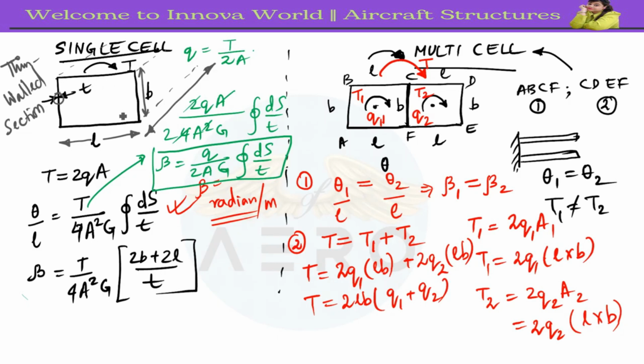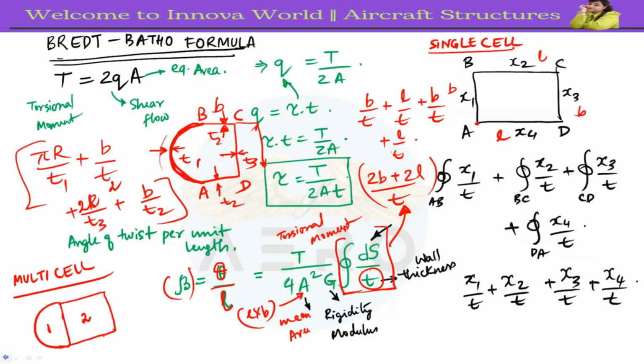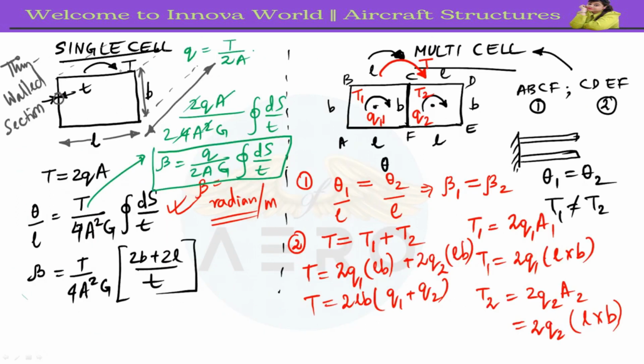This is a closed, thin wall structure. In this kind of structure we use the Bredt-Batho theorem, which we have already discussed. What is the formula? T equals 2QA. T is the torque applied, Q is the shear flow, and A is the area. The area here is L cross B in this particular figure.